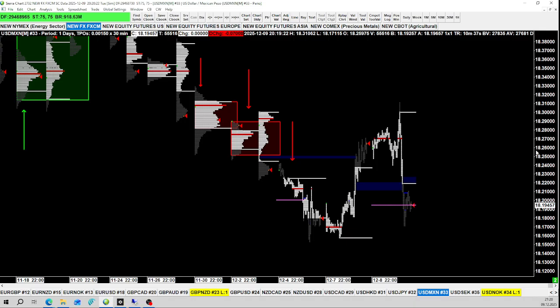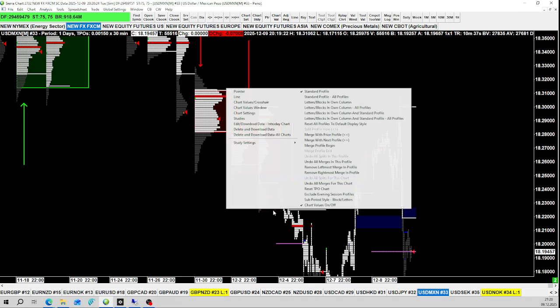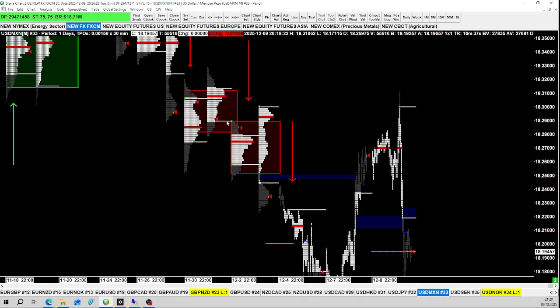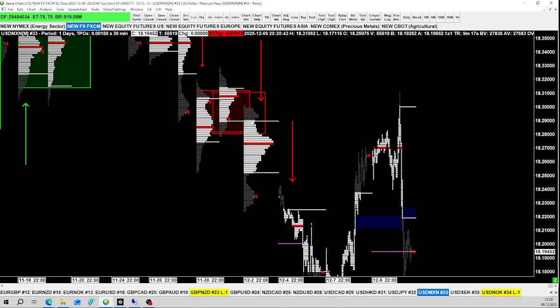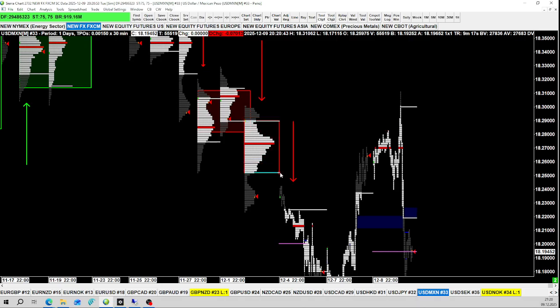And then there was another breakout. As you can see from this value, this day is not overlapping with this one, right? So there was a break to the downside. And as you can see, this day is overlapping with this one. So I'm merging those days and creating another block.